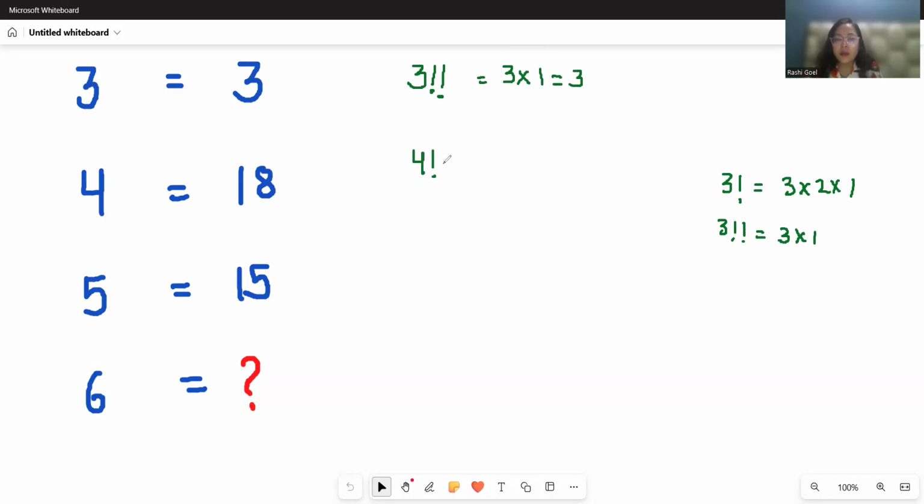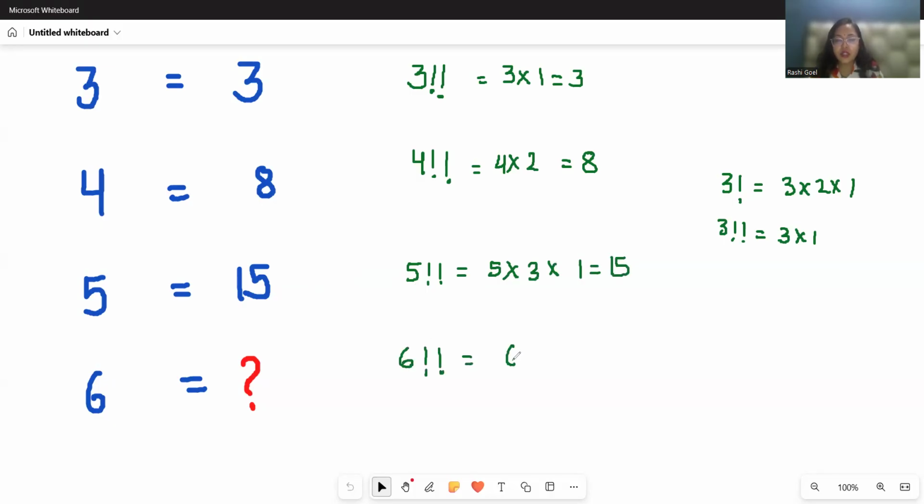Now coming to 4 double factorial, we write 4 times, skip 3, then write 2, which is 8. Here in the question it is also 8. Now 5 equals 15. 5 double factorial: 5 times, we skip 4, then write 3, then skip 2, then write 1. This is 15. So what is the value of 6?